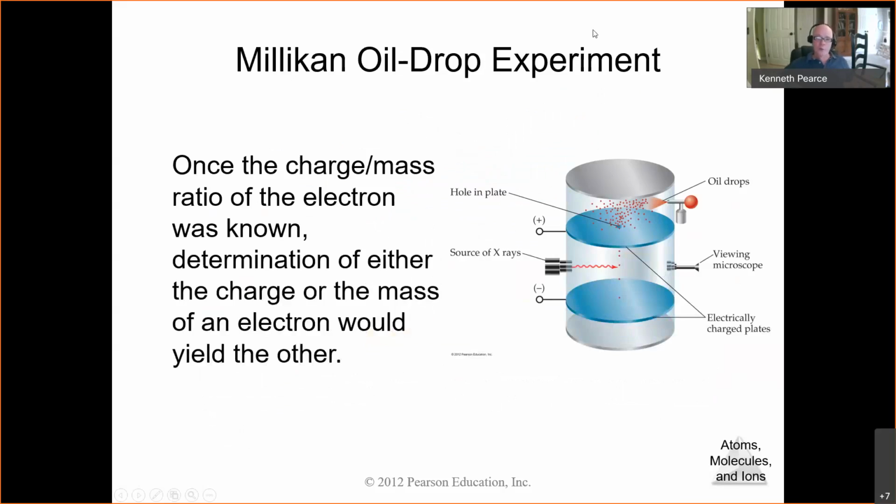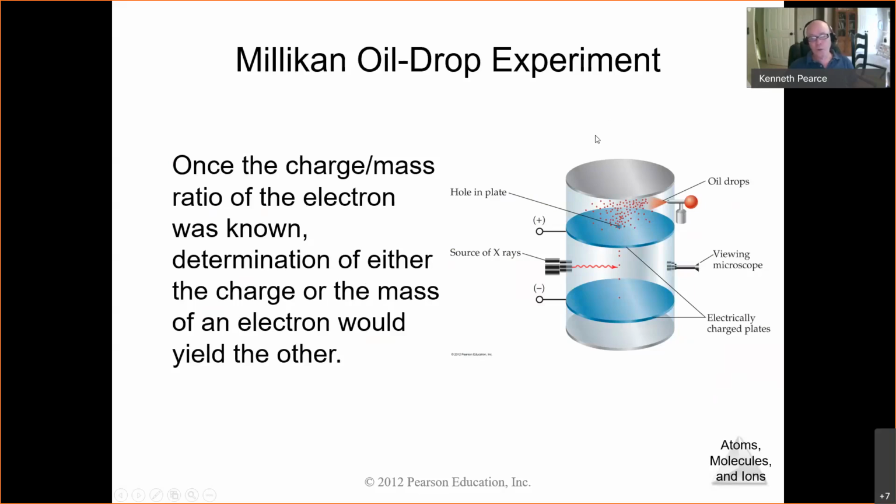Millikan's oil drop experiment was in the early 1900s, and this was a fellow at University of Chicago, a professor out there. The oil drop experiment is actually an experiment where you can buy an oil drop apparatus from a scientific supply house, and I think they run only a couple of $100. Pretty cool experiment. You might be able to do it in physics lab. They may or may not have an oil drop experiment, but it's pretty cool.